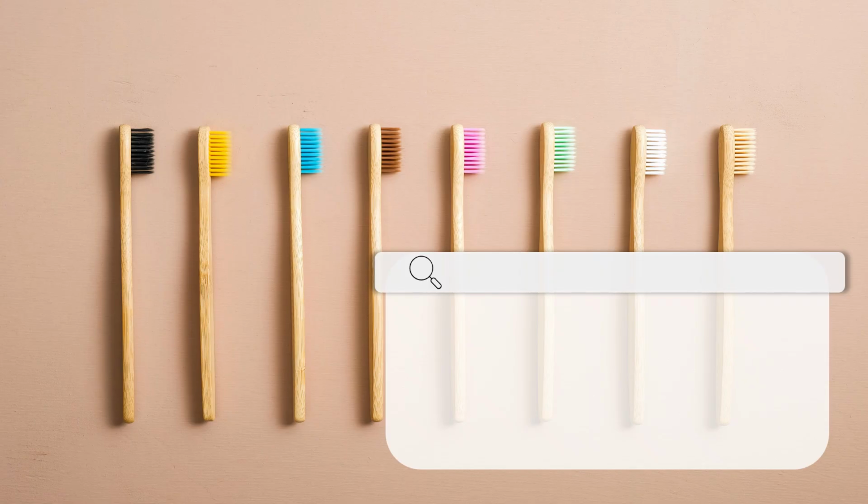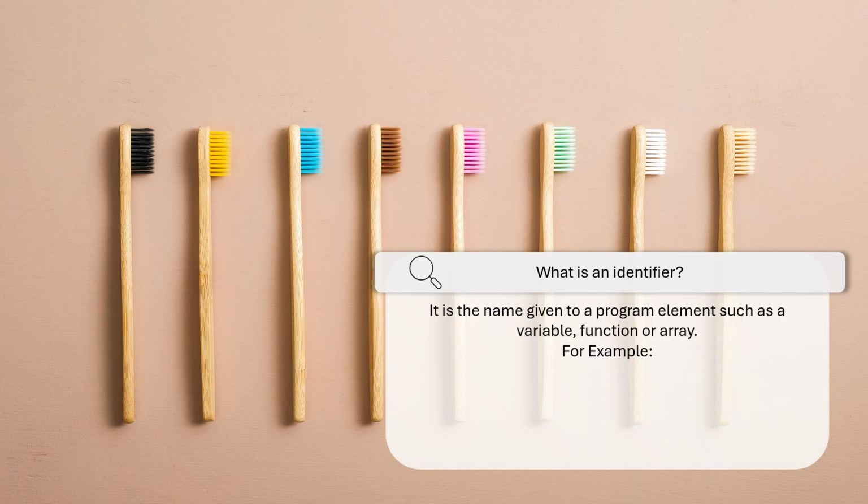We know now what keywords are. We now move on to the next term, which is the term identifier. What is basically an identifier? It is a name given to a program element such as a variable, function, or array. For example, the name num is an identifier that you give to a variable.